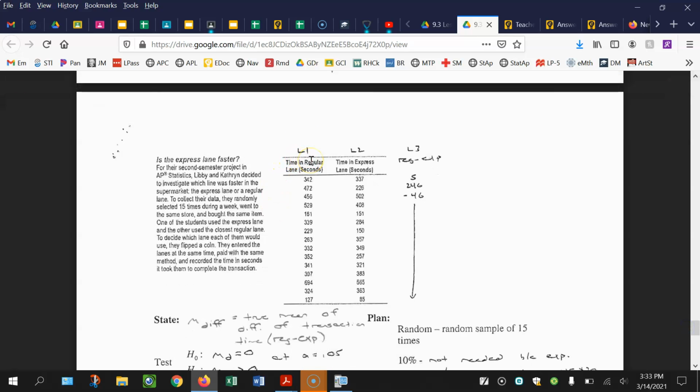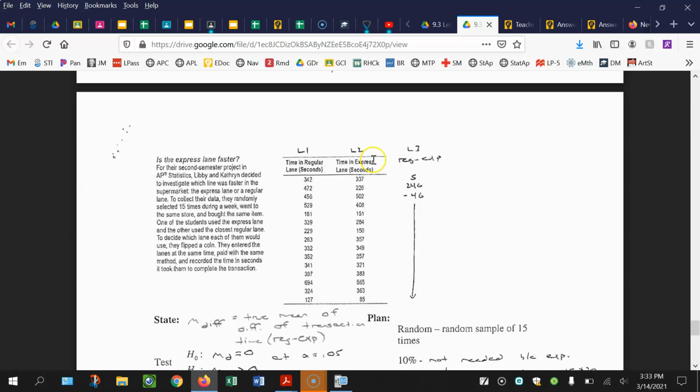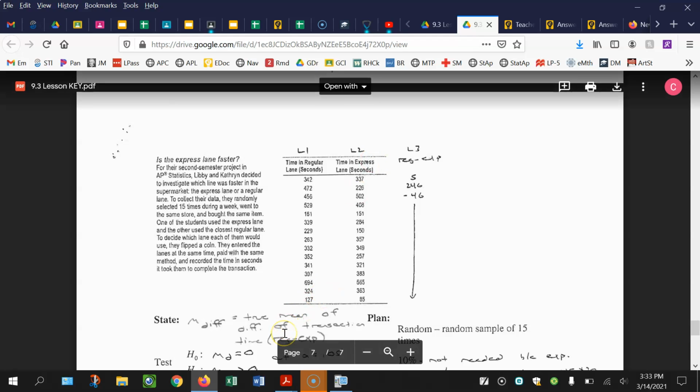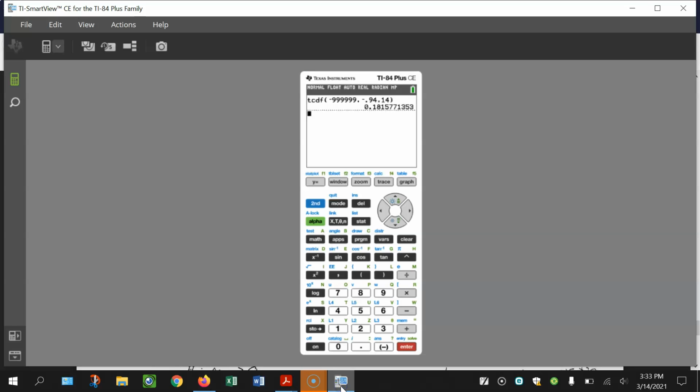You're going to take the regular time, plug that into a list. I plug that into list 1. Express time, plug that into list 2. The way I set this up was regular minus express. So then in list 3, I need to create a whole new list.